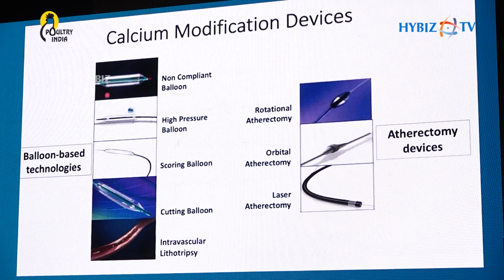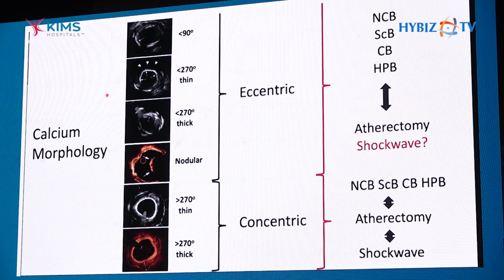So what are the devices that are applicable? We have balloon-based devices and we have atherectomy devices. The new additions in atherectomy devices are, of course, laser and orbital atherectomy. And in balloon-based devices, IVL, we all know. Any of these tools can be used for management of the calcific nodule, but more often atherectomy is indicated.